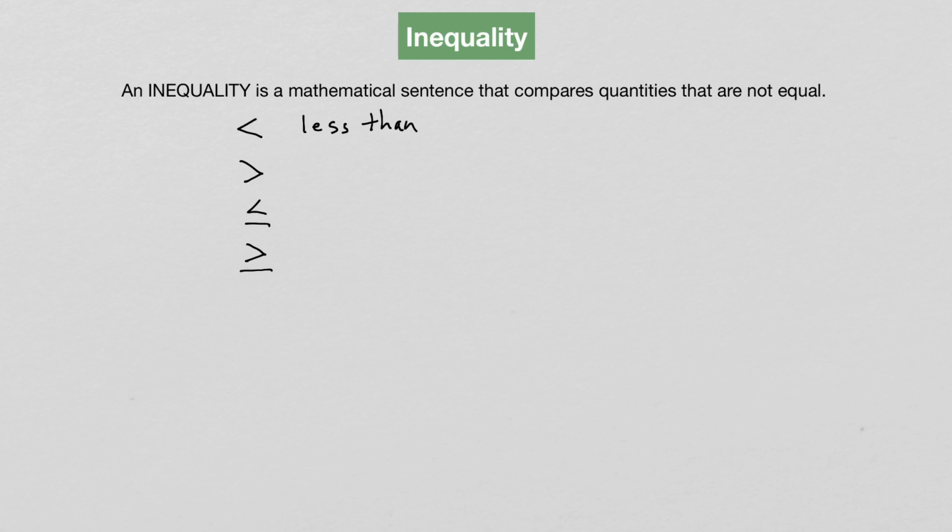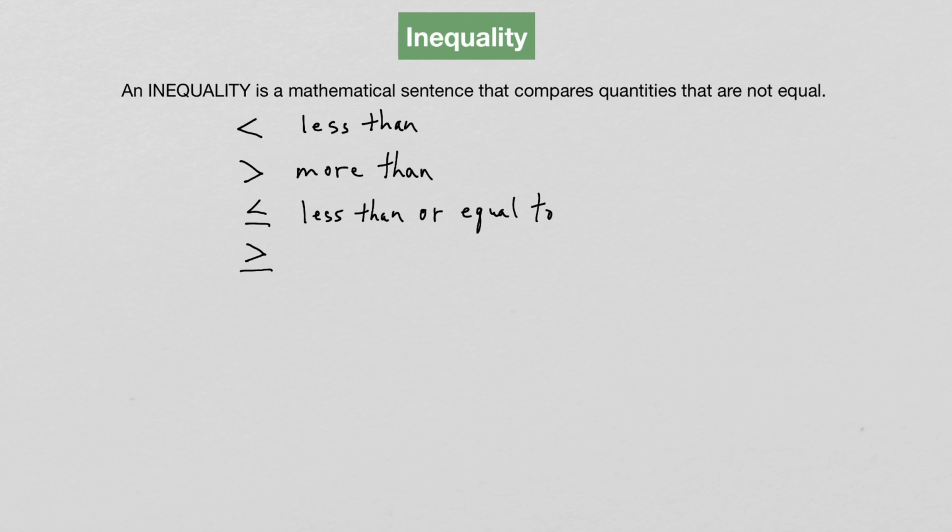To read the sign, you go from left to right, and you can see that the point is on the left side and the open portion of it is on the right side. When you see that, it means that the quantity on the left is less than the quantity on the right. Likewise, the next symbol represents more than, and that is the quantity on the left side is more than the quantity on the right side.